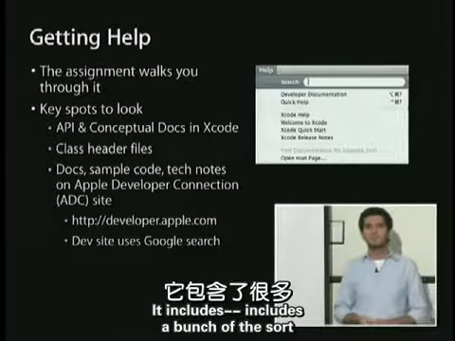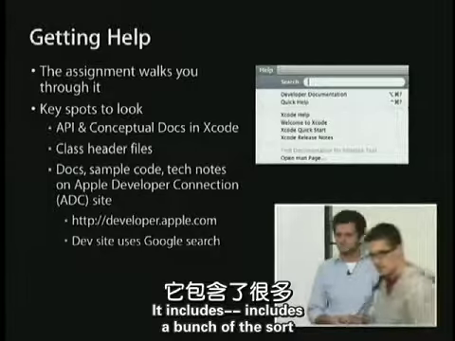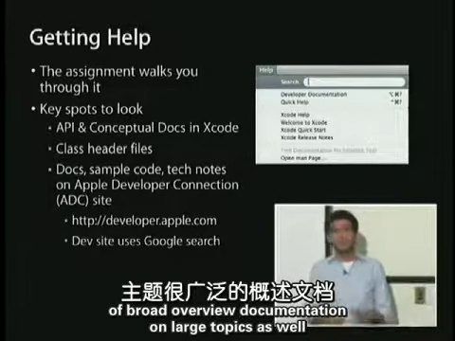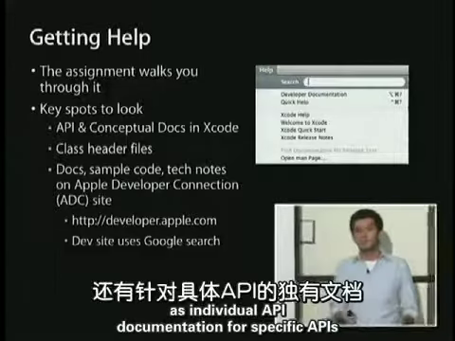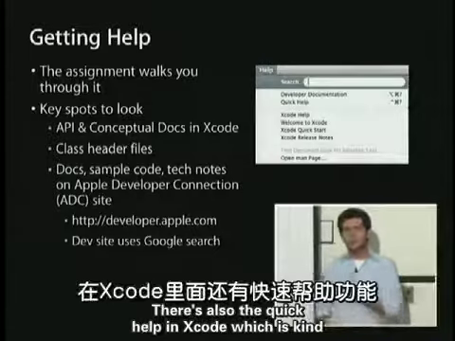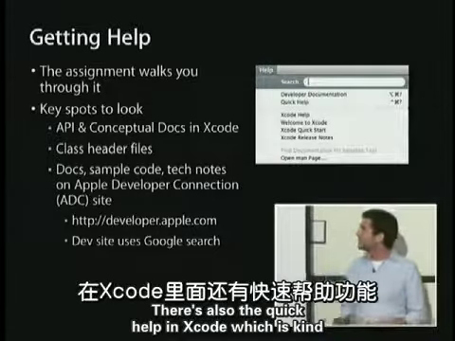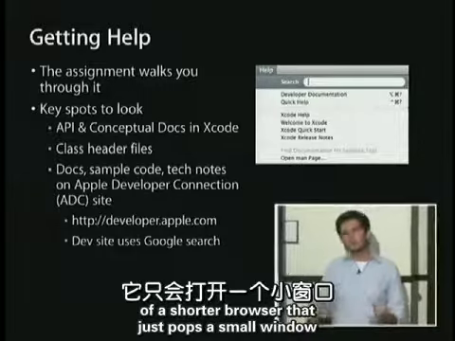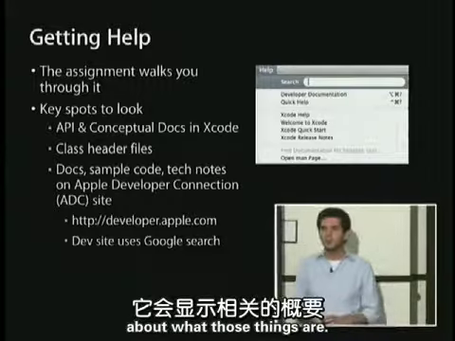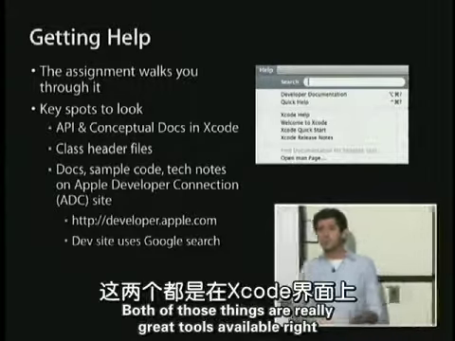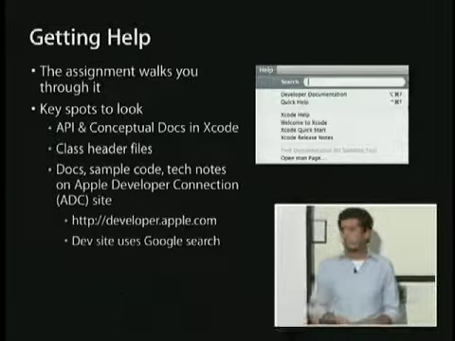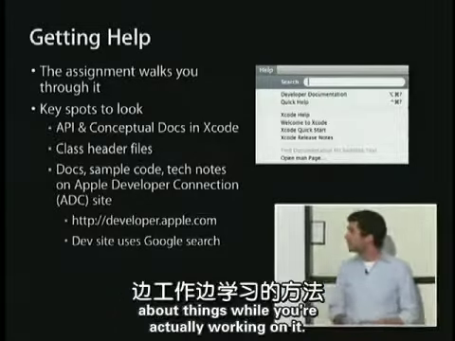It includes a bunch of the broad overview documentation on large topics, as well as individual API documentation for specific APIs that you're going to be using. And that's all available right within Xcode. There's also the quick help in Xcode, which is kind of a shorter browser that just pops up a small window. As you click on things in your text files while you're editing, it shows you an overview about what those things are. Both of those are really great tools available right in the interface of Xcode while you're working on your code. It's a great way to learn about things while you're actually working on it.